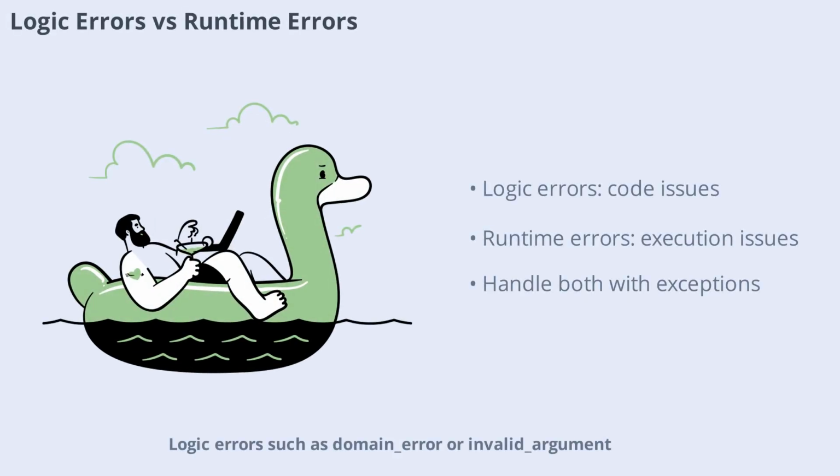Logic errors, such as domain_error or invalid_argument, can often be detected by reading the code. Runtime errors like overflow_error or out_of_range occur during program execution and are harder to predict. Handling both types of errors with exceptions makes your programs more robust.